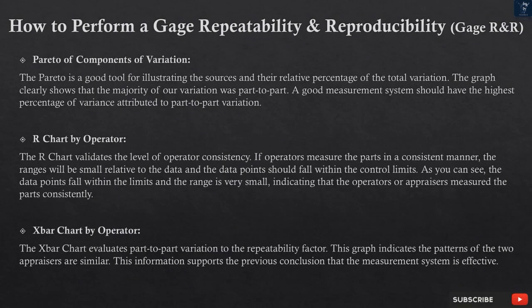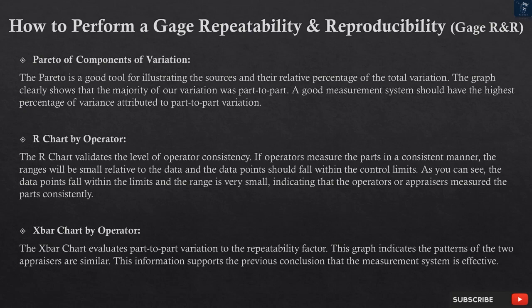Pareto of components of variation. The Pareto is a good tool for illustrating the sources and their relative percentage of the total variation. The graph clearly shows that the majority of our variation was part-to-part. A good measurement system should have the highest percentage of variance attributed to part-to-part variation.